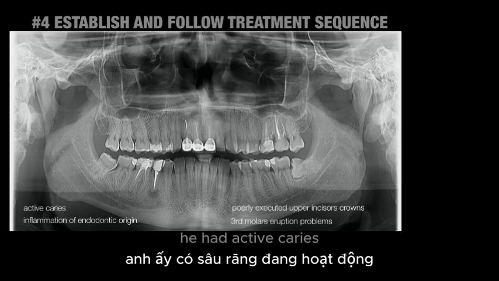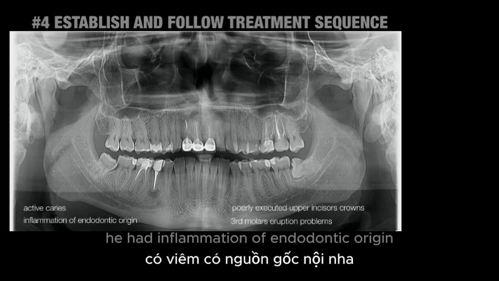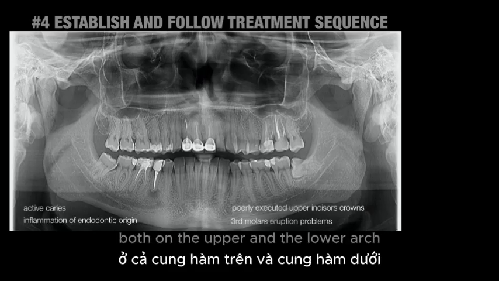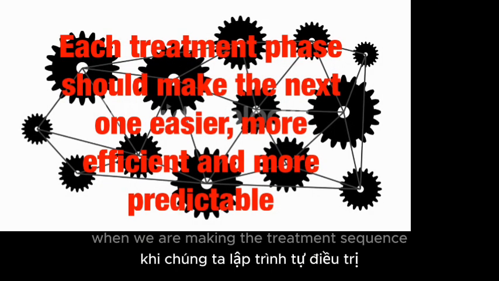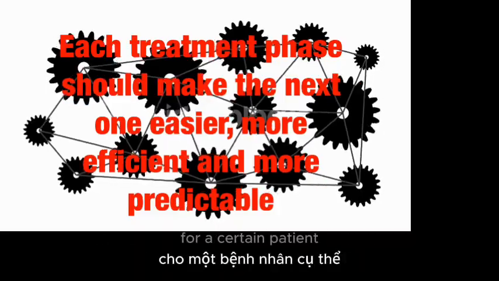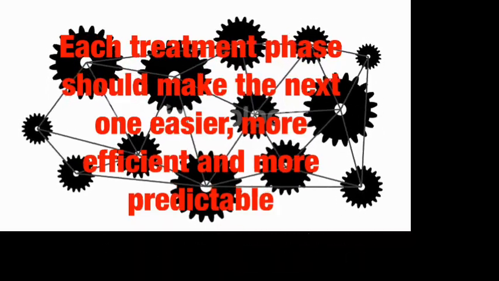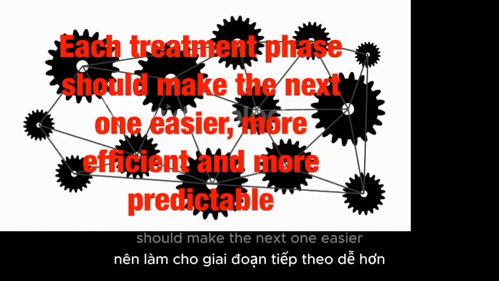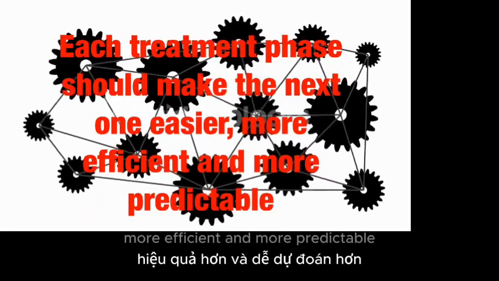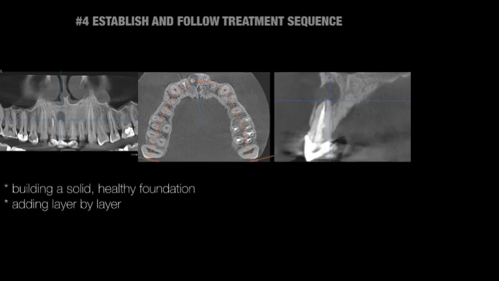But you can see that the patient had multiple problems. He had active caries, he had inflammation of endodontic origin, both on the upper and the lower arch, and he had some eruption problems with the third molars. When we are making the treatment sequence for a certain patient, we have to remember that each treatment phase should make the next one easier, more efficient, and more predictable.